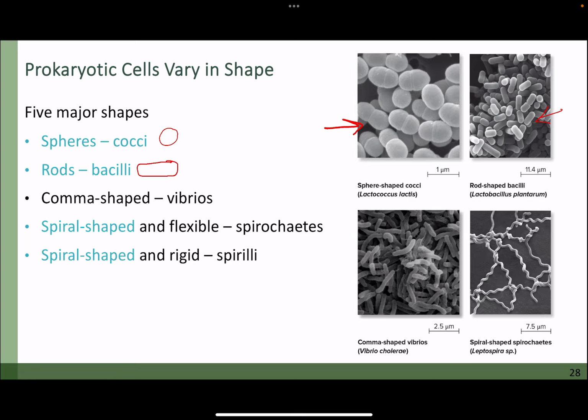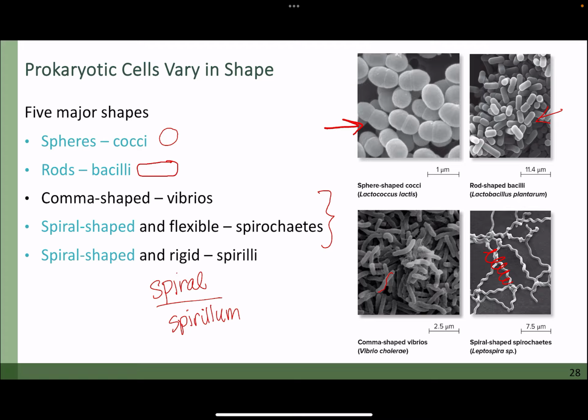The next general structure is a spiral structure. These are usually called spirilla, or spirillum for the singular. And you can see here we've got these ones that are just very vaguely spiraled, and we've got these ones that are very, very twisted and spiral. So some of them are rigid, some of them are flexible. In general, we're just going to distinguish them as spheres, rods, and spirals. Those are the 3 shapes that you'll need to be able to identify in your lab.